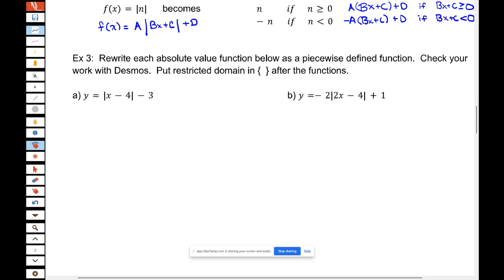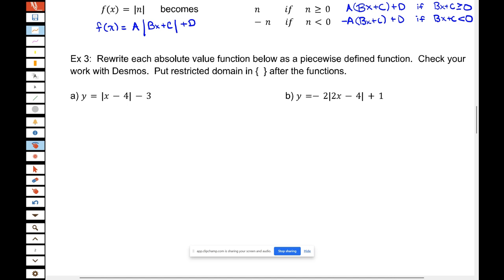if bx plus c is less than 0. And again, I only have the equal on the top part so that they don't overlap with the same point and become not a function. But the equal part could be with the bottom one. It just can't be with both, and it can't be with neither. You can't leave the vertex out. All right, so let's work out this first one here.